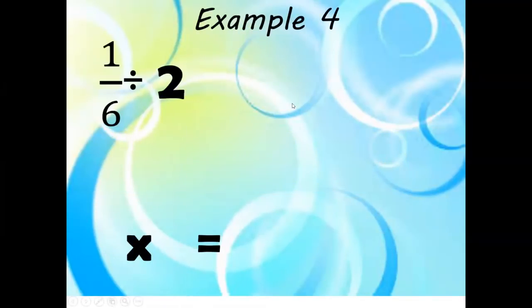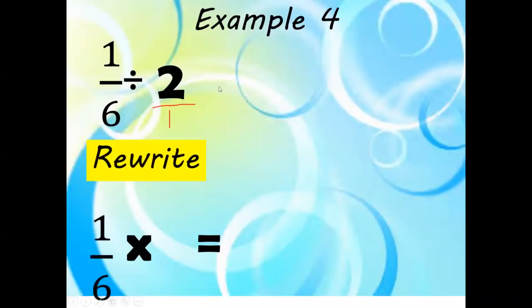Let's have example number 4. In example number 4, the divisor is now a whole number. On our third example, the dividend was the whole number. But this time, the divisor is the whole number. So 1/6 divided by 2. Again, a whole number has a denominator of 1. So remember the steps: keep, change, and flip. Keep the 1/6, then change the division sign into a multiplication sign, then flip the second fraction. So 2 over 1 or 2/1 will be 1/2.